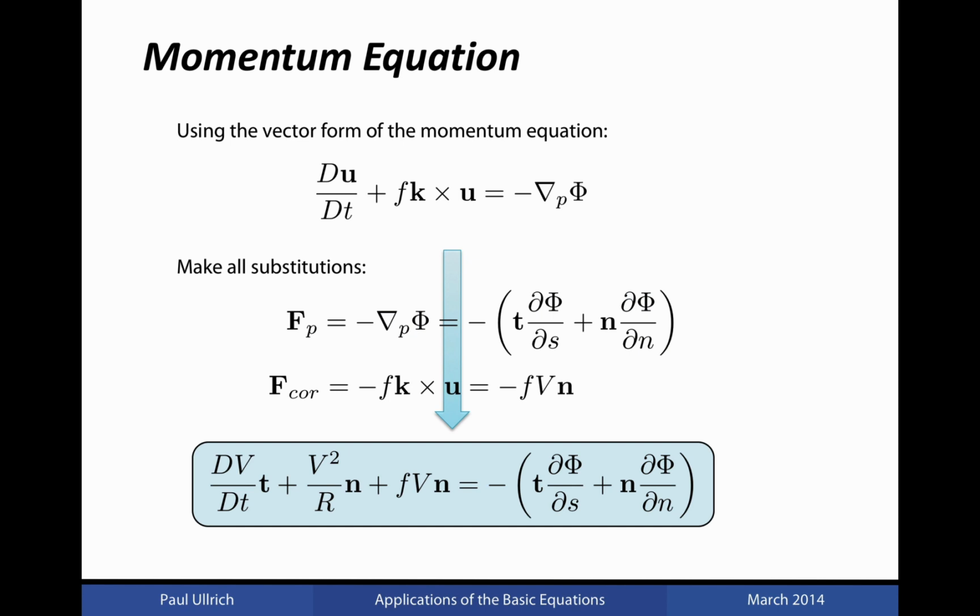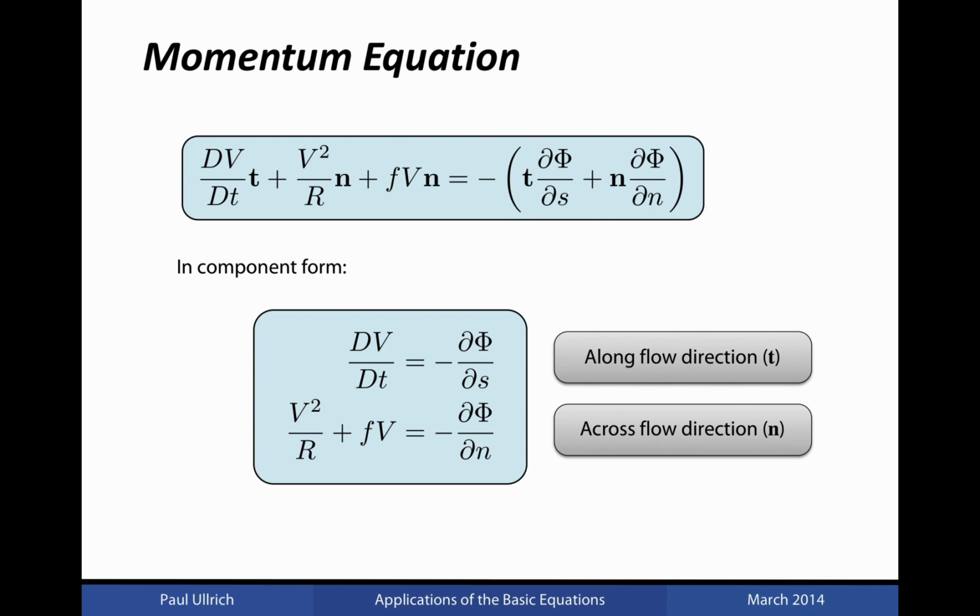So take the vector form of the momentum equation, make all the substitutions, use the acceleration that we derived from this lecture, use pressure gradient force, use the Coriolis force, substitute everything in, and we get a nice expression here at the bottom that relates all of the terms that we've derived in natural coordinates to a single momentum equation. So a single equation that describes how the momentum then evolves within the flow.